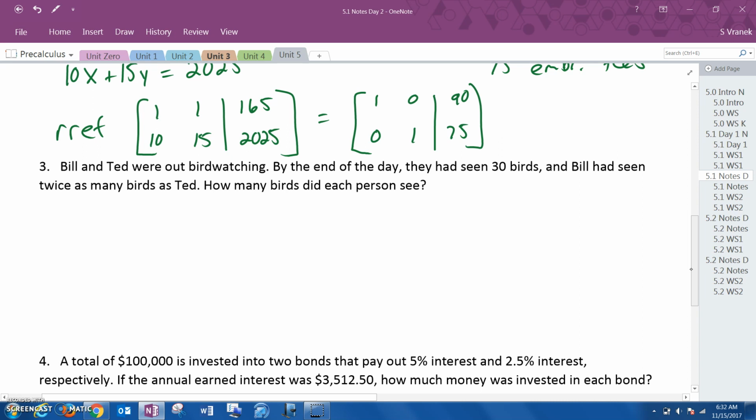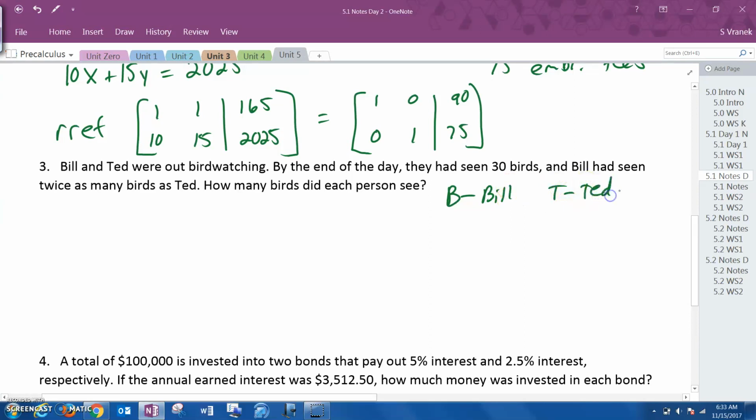By the end of the day, they go bird watching. By the end of the day, they've seen 30 birds. Bill has seen twice as many as Ted. Oh, by the way, one of the common errors I see, a lot of people try to combine both equations right away at once. Write out the two equations. I'm going to say B is for Bill and T is for Ted.